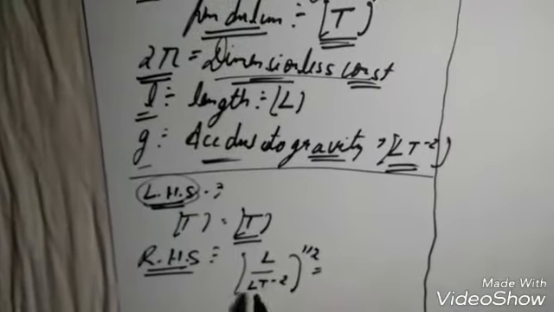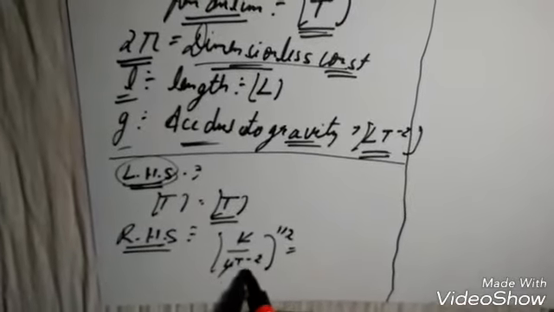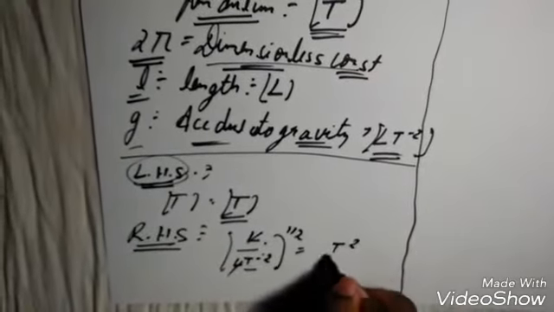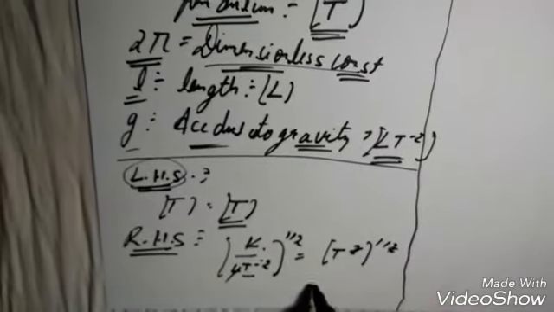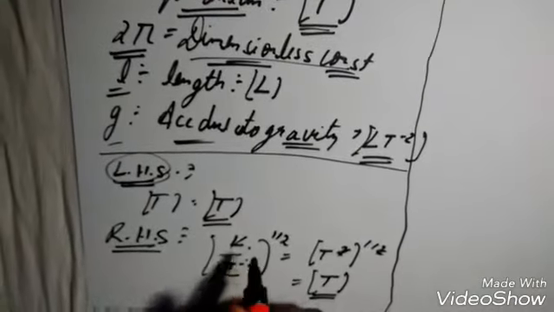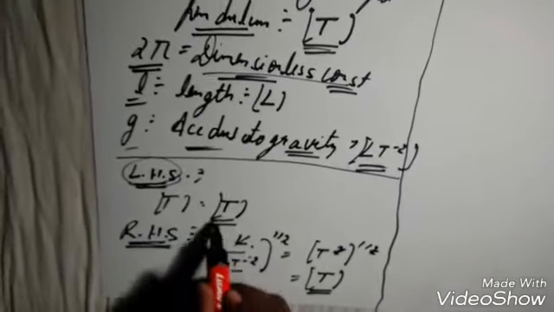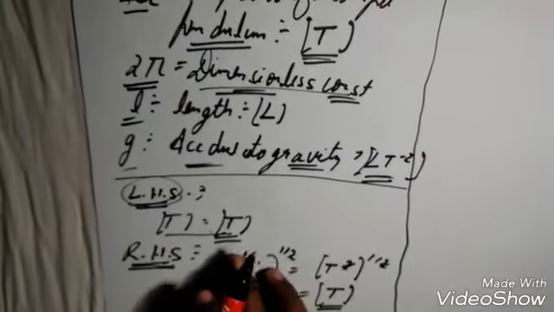Therefore, on solving, these two L will be cancelled out. If this T is taken in the numerator, it will result in T to the power plus 2, with a power of 1 by 2. The 2 will be cancelled out from the power and it will result in a capital T as the dimensions. Therefore, we can say that the dimensions of the right hand side equal the dimensions of the left hand side, equal to time T. Hence, the formula is correct.